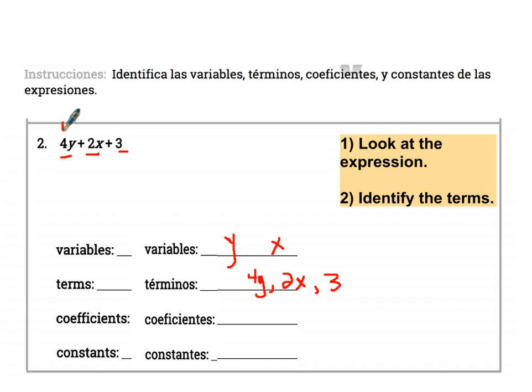Coefficients. Coefficients are the numbers in front of the variable. So my coefficients are 4 and 2. And constants. The constant is a number all by itself. And that constant is 3.